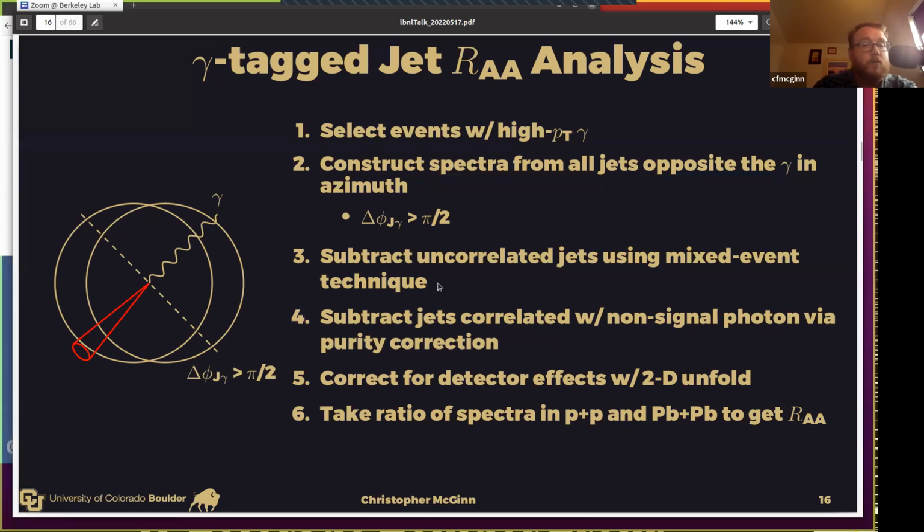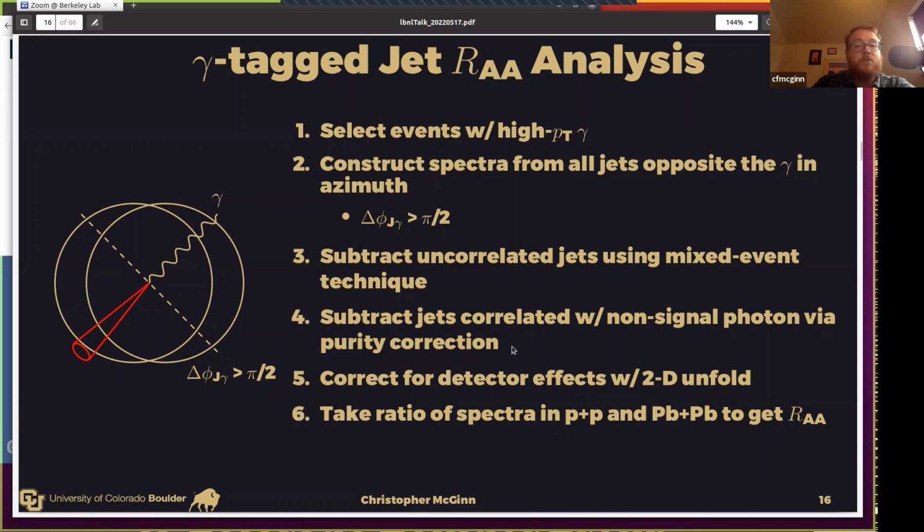We subtract off uncorrelated jets using a mixed event technique. This is where you match events by global characteristics, say event activity, a vertex position, the position of the hydrodynamic v2 event plane. And then once those events are matched by those global characteristics, you can do a statistical subtraction by just comparing the jets associated with the gamma in the event where it was produced with, if you were to pluck that gamma, put it in your other event and see what the correlation is there.